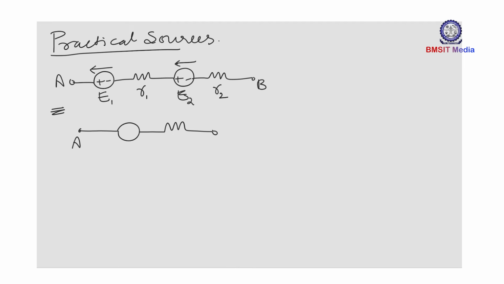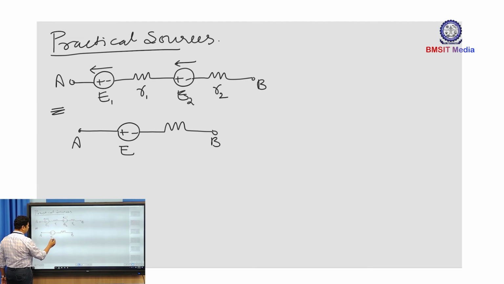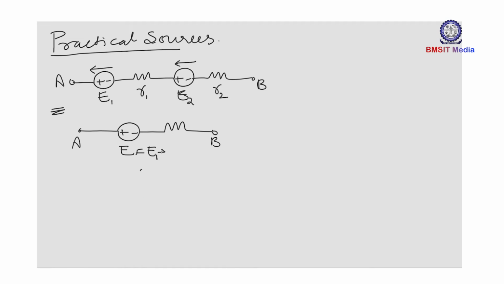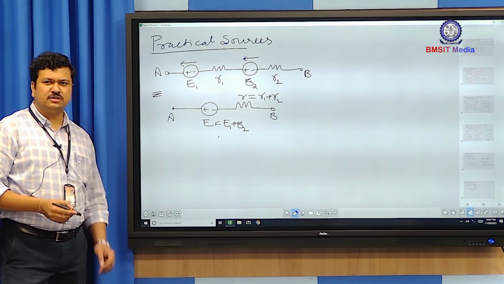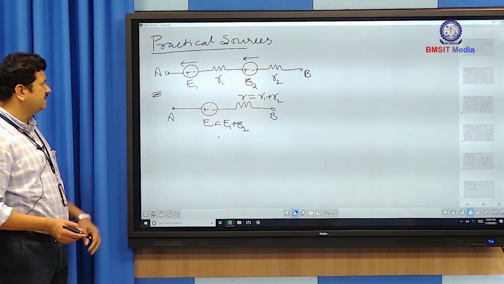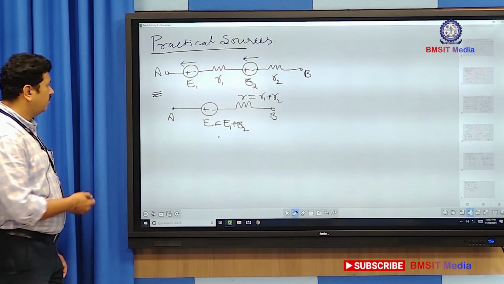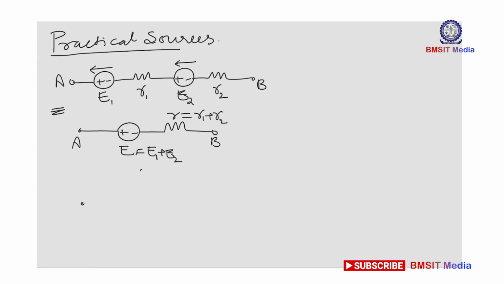So the resultant polarity will be the same as that of E1 and E2 because they are the same. So E equals E1 plus E2, and the resultant resistance R is the sum of the two resistances, R1 plus R2. The two internal resistors come in series with each other, therefore I add them up. Now what if the two polarities are different?